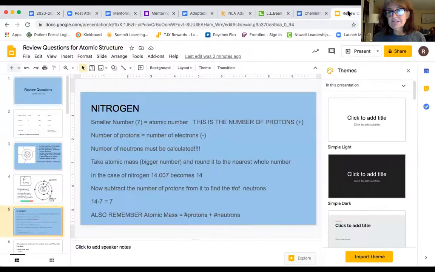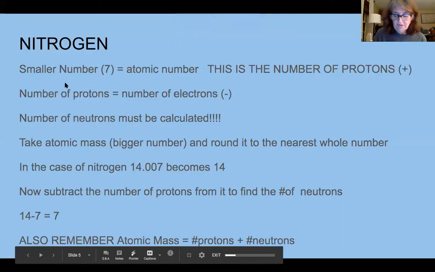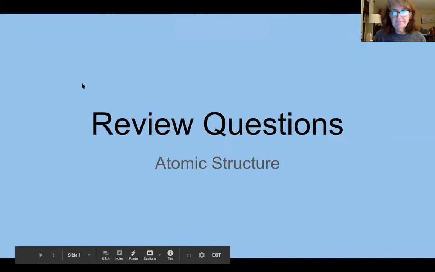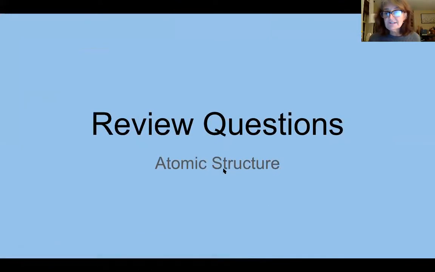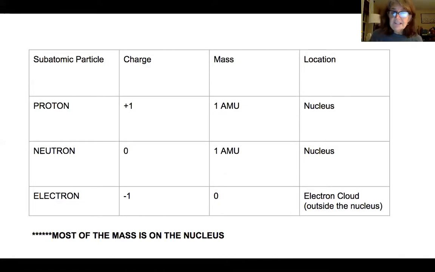Okay? I'm going to go to a prepared slide deck. And let's go all the way back if we can. Here we go. Review questions on atomic structure. The first thing you really need to know is what particles make up an atom, what are their charges, how much do they weigh, what is their mass, and where are they located.